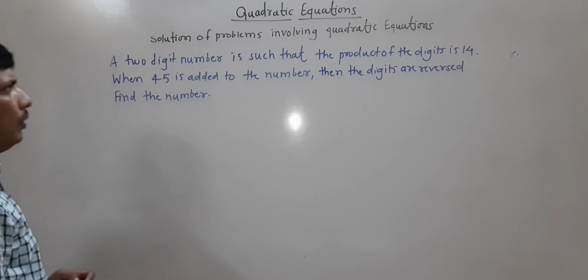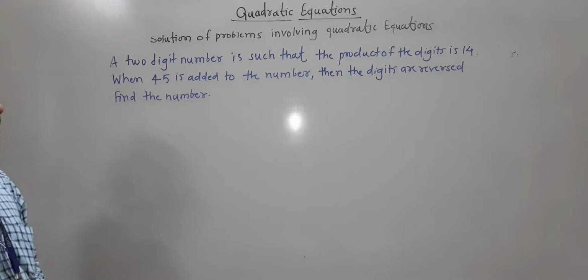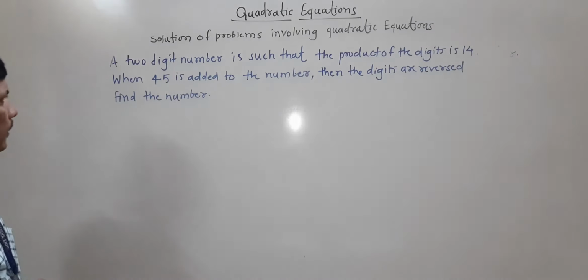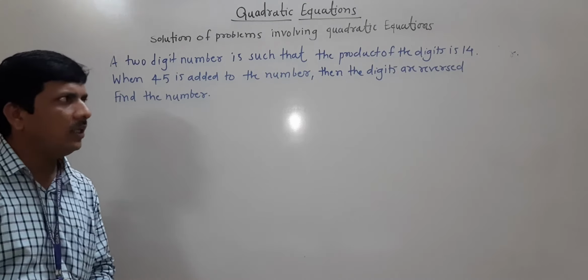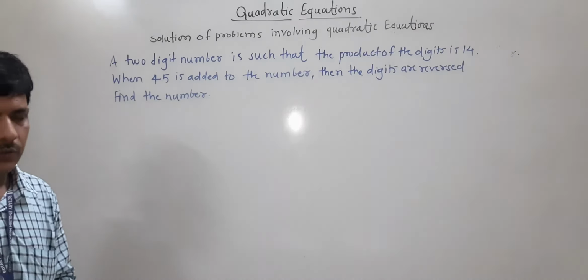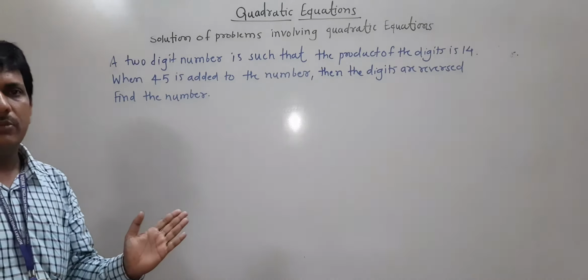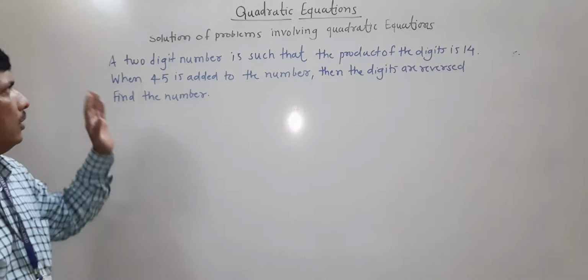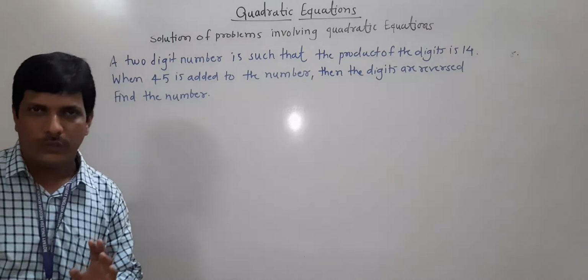Okay, one more example we are going to see. A 2-digit number is such that the product of the digits is 14. When 45 is added to the number, then the digits are reversed. Find the numbers. Okay, see here, there is a 2-digit number, so definitely we need to think about the ones place and tens place. A 2-digit number is such that the product of the digits is 14.